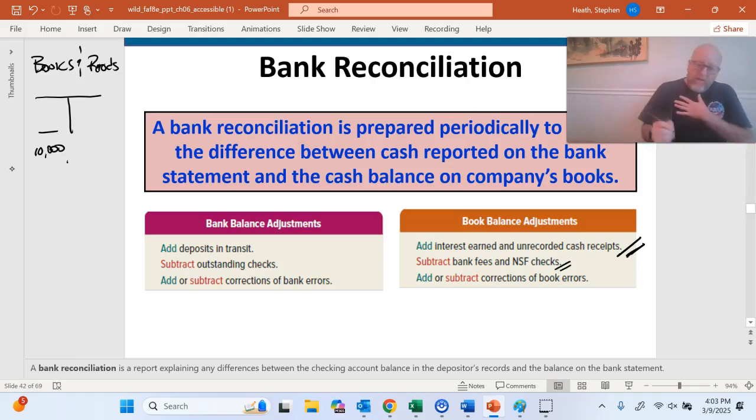So we initially recorded a $5,000 increase to cash, and our bank is saying, hey, listen, you can't do that because they didn't have the cash. So we now have to lower our cash.